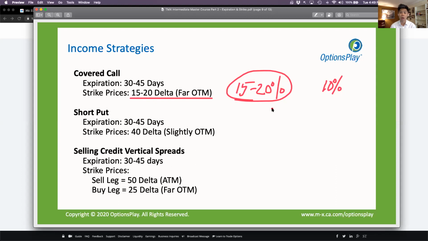For those of you asking, what is delta? How do you calculate delta? Your platform will provide you with delta, and I will show you how to access it using OptionsPlay here in 1 second as well.